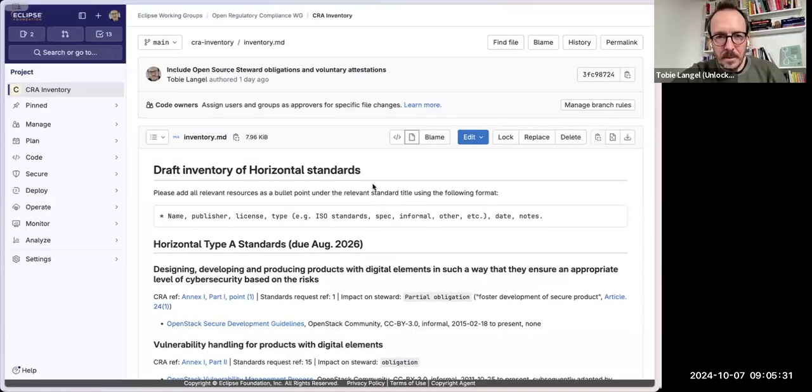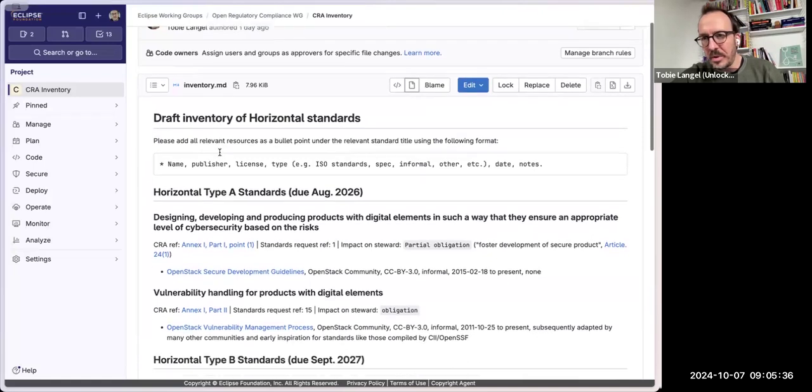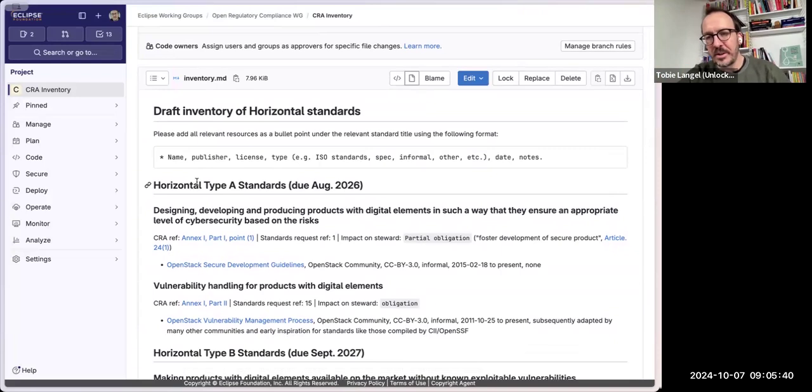So I just wanted to share with you the inventory that we're working on right now. And wait, let me share it here. So what we're looking at here is the horizontal standards. I'm not going to get into the specifics, but they're essentially horizontal standards that everyone has to implement, and the vertical ones for special areas like operating systems or password managers, for example.